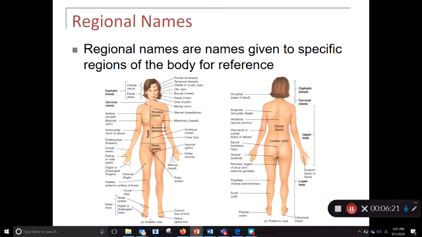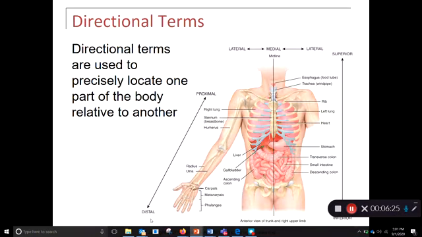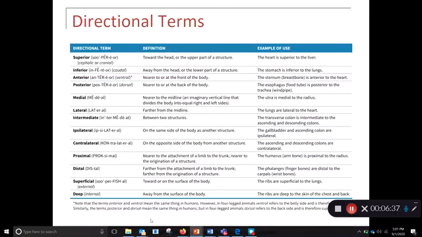So those are the major regional areas that you should really care about, for now. You also have directional terms. These ones kind of cover most of them quite nicely. Here's the list that you really do need to know. I know it's a lot of terms, but you'll thank me later because, yeah, you're going to use these a lot.